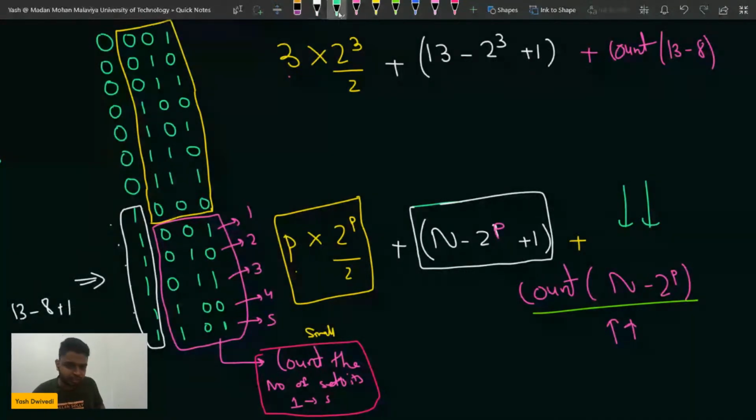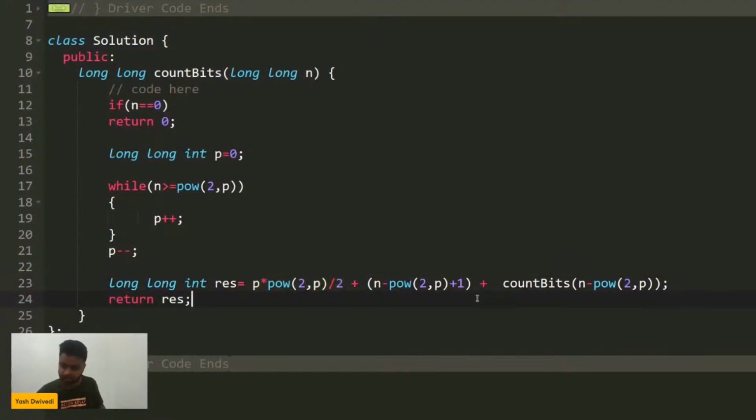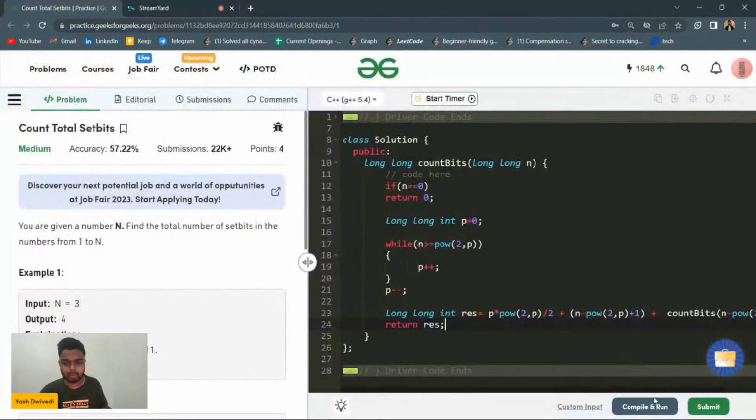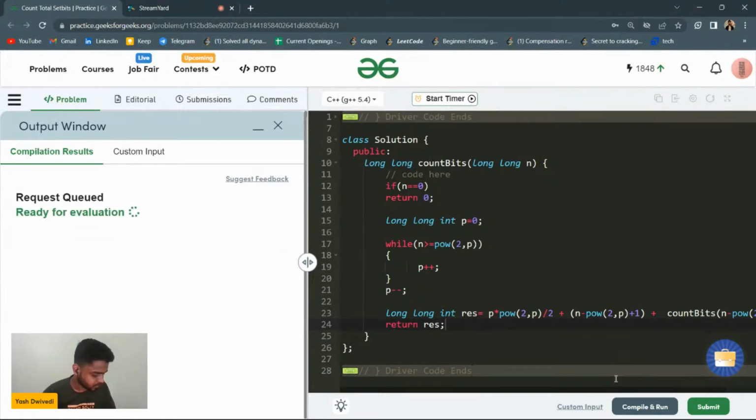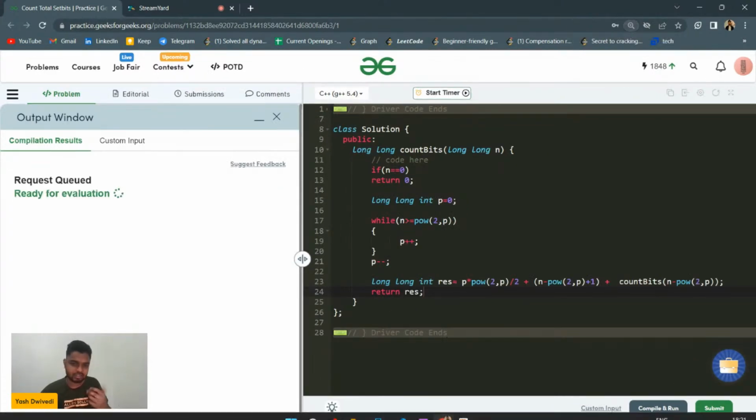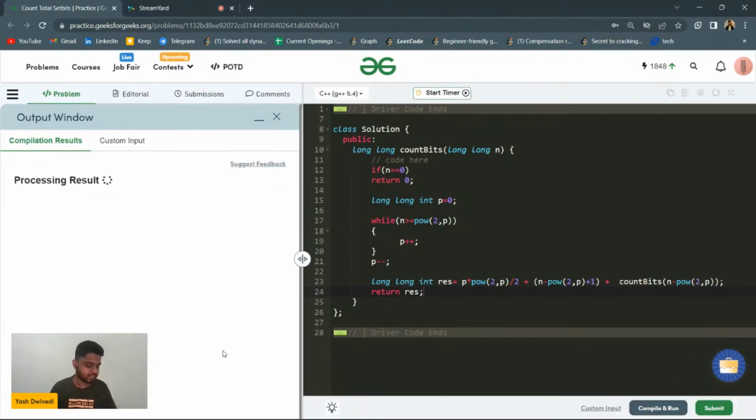And the rest of the pink part that I'm having is nothing but counting the bits from 1 to 5. So again I have to call the recursive function, the same function again with n minus 2 to the power p, 13 minus 8, that will be 5. So that is how I'm calling it. Is this observation clear to everyone? I hope that it is. Please tell me, guys. Now let's try and submit this code as well and see if it gets accepted.